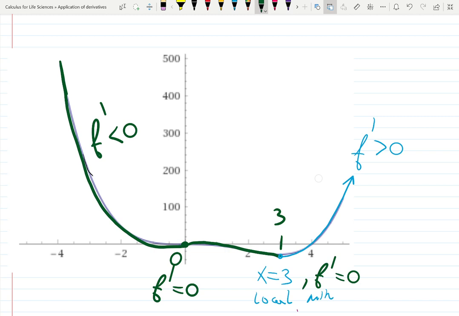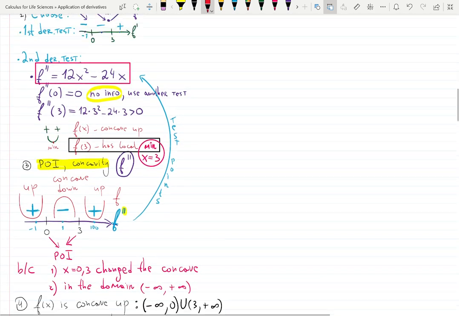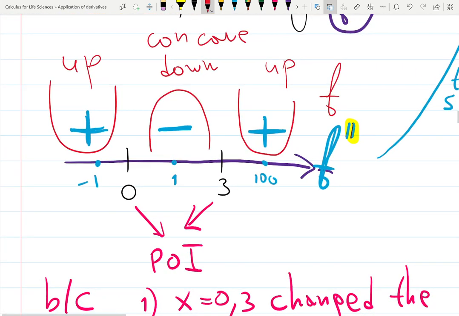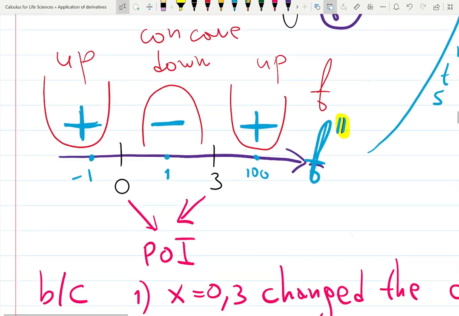But now the concavity idea is a little bit more interesting. Imagine there is rain falling down onto this graph. Where will the water be accumulating? This is where the function is concave up. I can see that concavity was happening over here at zero. If you remember, this is a POI. At zero, the concavity changed. The second derivative was positive until zero. We just listed those intervals. From minus infinity to zero, concave up, then concave down till three, then concave up forever.